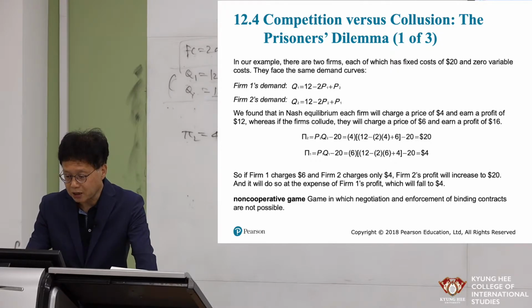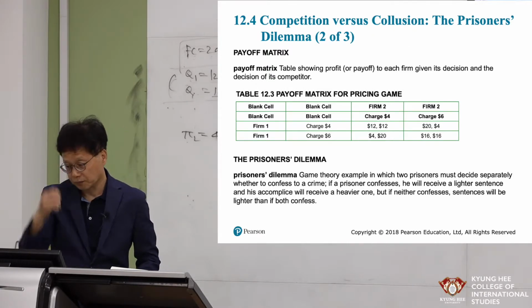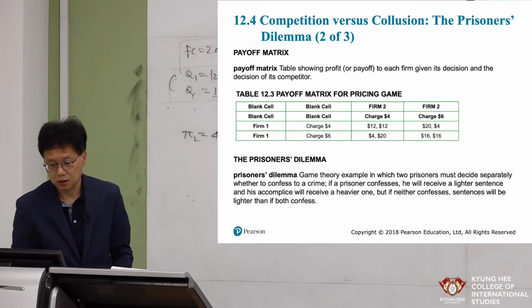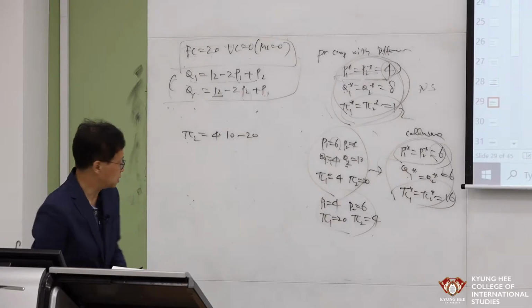So if firm 1 charges $6 and firm 2 charges only $4, firm 2's profit will increase to $20, and it will do so at the expense of firm 1's profit, which will fall to $4. A non-cooperative game is one in which negotiation and enforcement of binding contracts are not possible. Okay, so that is slide number 28, the payoff matrix: a table showing the profit to each firm given its decision and the decision of its competitor.